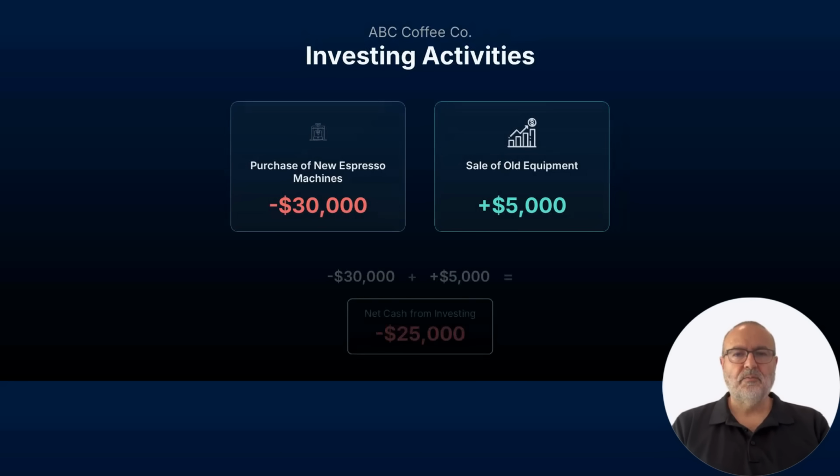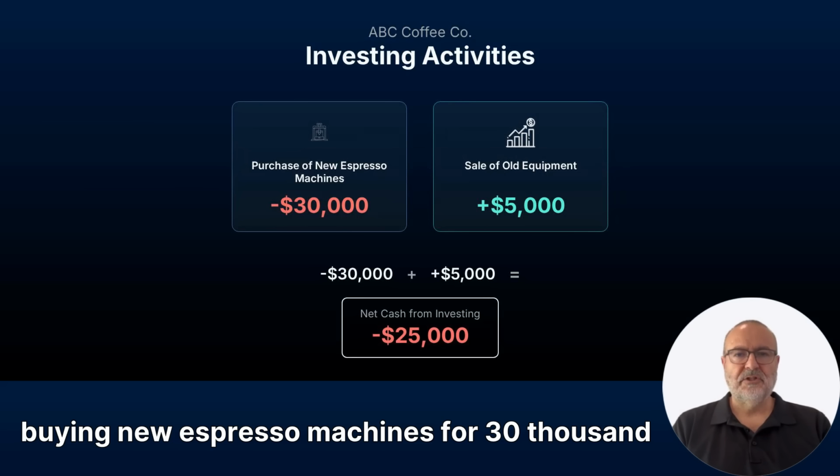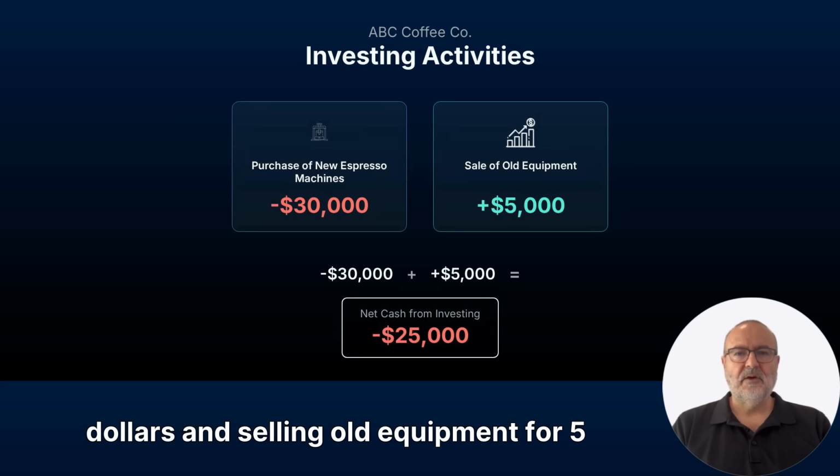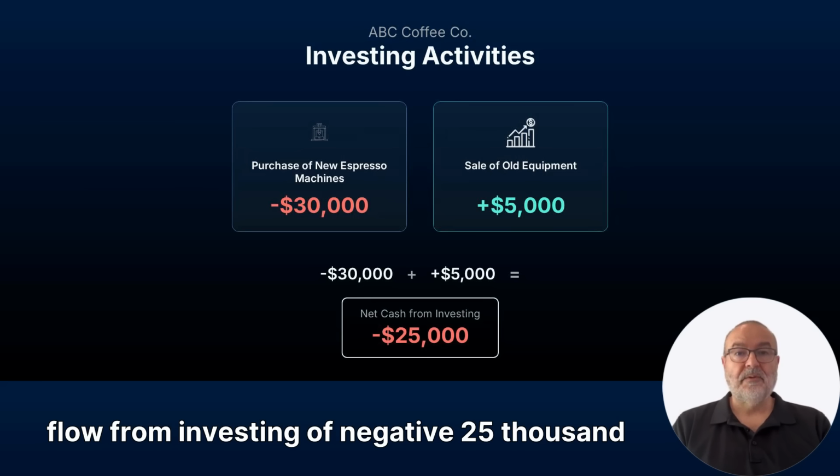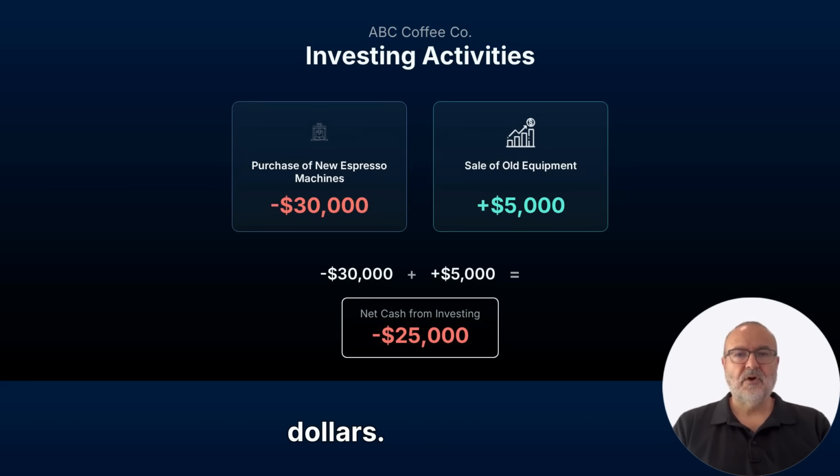ABC Coffee Co. buying new espresso machines for $30,000 and selling old equipment for $5,000 results in a net cash flow from investing of negative $25,000.